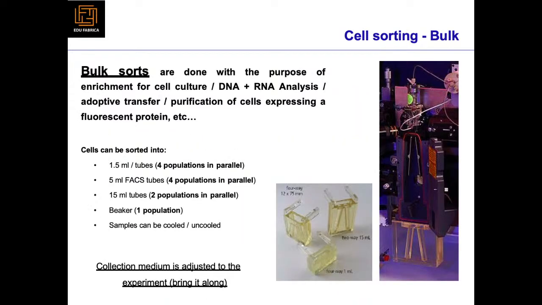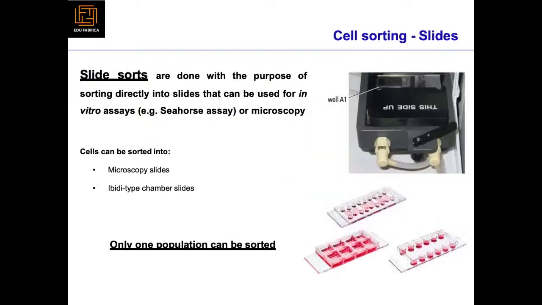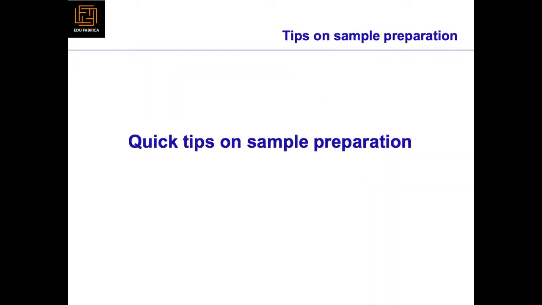So in what devices can we sort them? We can sort them in 1.5 ml tubes, 5 ml FACS tubes, 15 ml tubes, or a beaker. So many things are possible, and here we can see the machine having these separations. Our fluid will be going in and then being collected into two different tubes also. We can use a 96 well plate, 384 well plate, 8 well plate, 6 well plate, any chambers we can use.